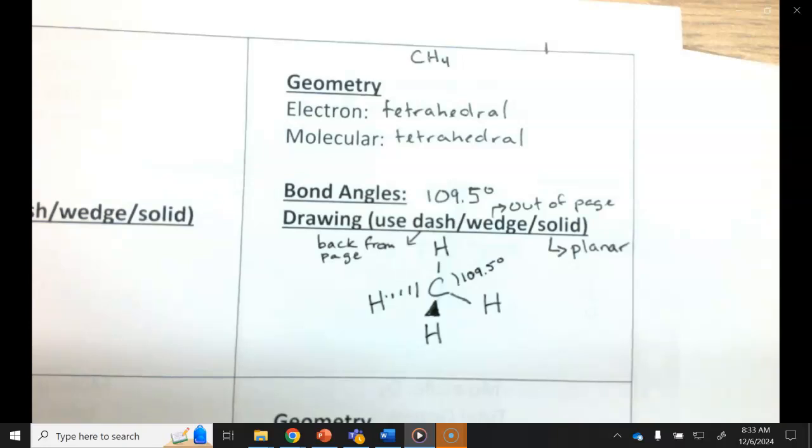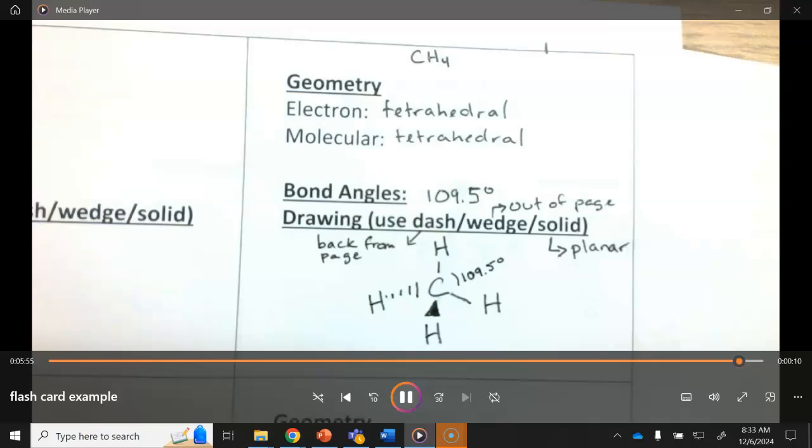So that's the idea of what you're going to be doing with these flashcards. Once you determine their geometry on the back, you're going to draw it in a way that makes a better, more accurate shape.